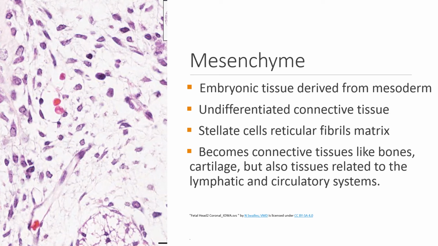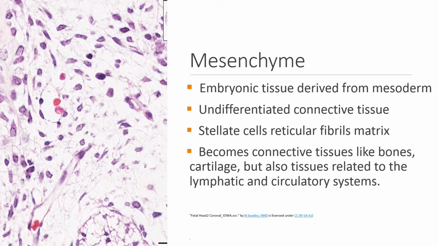These cells will rely on chemical signals in the tissue to actually change to become some sort of connective tissue that we would recognize. So mesenchyme eventually gives rise to tissues like bone or cartilage. It also gives rise to tissues that are related to the lymphatic system and the circulatory system.